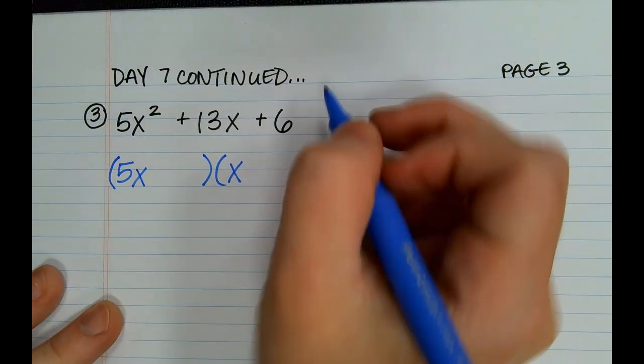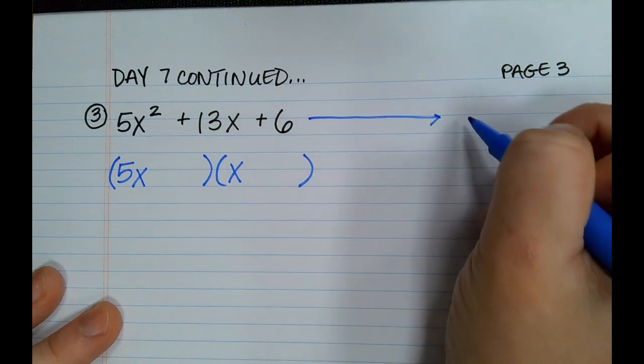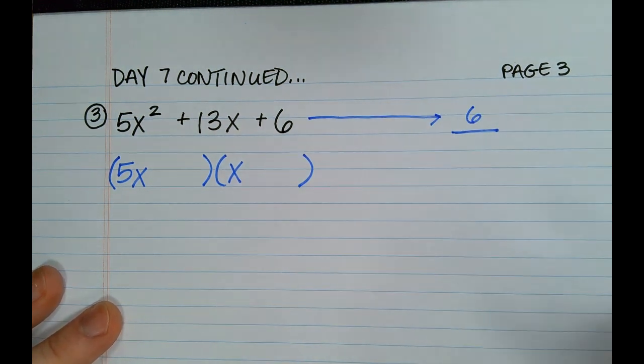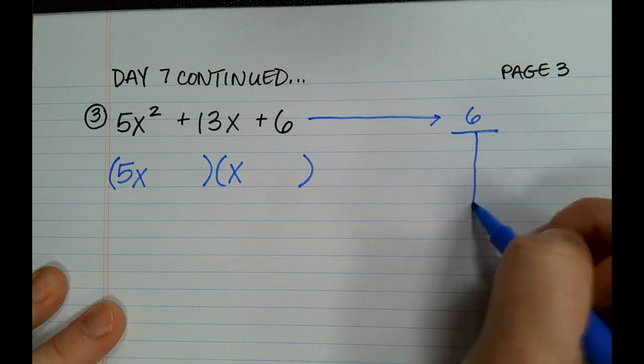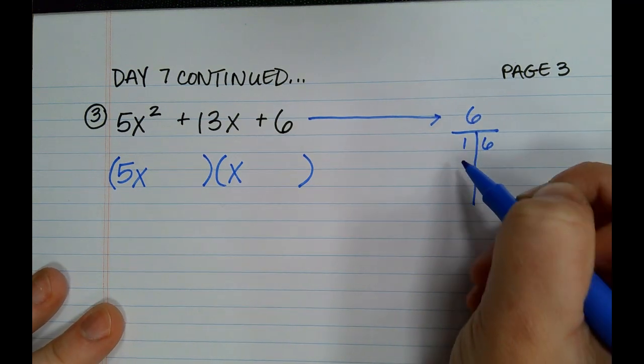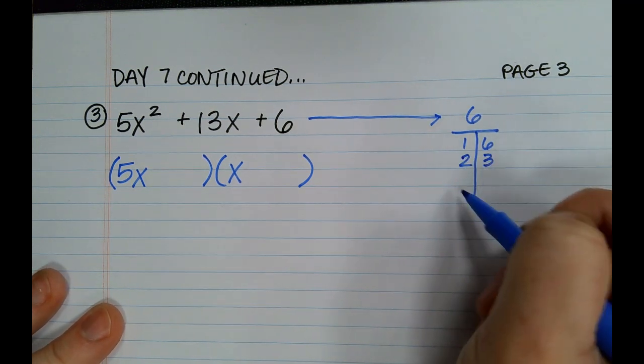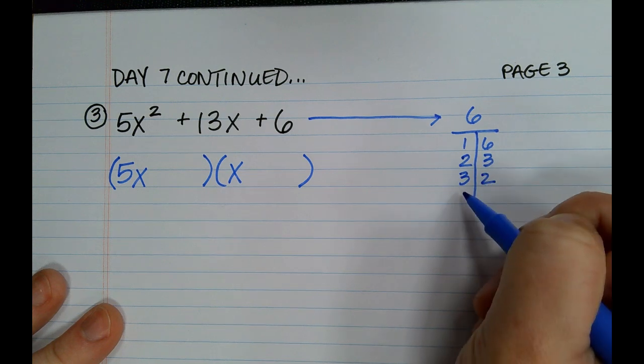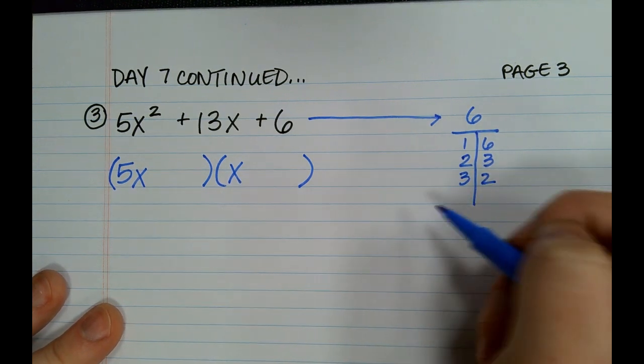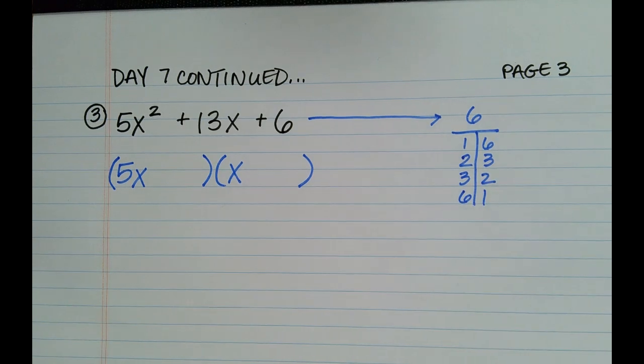Good. So I'm going to bring this over here. 6. We've got quite a few this time. We've got 1 and 6, 2 and 3, 3 and 2. Can't do 4, can't do 5, 6 and 1. And that's it. That's all our factors.